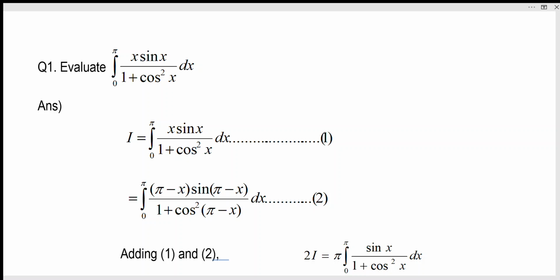Hi everyone, let's do definite integral today. I'm going to do 10 questions with you. If you're able to do these 10 questions with me, you will be able to handle the rest of the questions on your own.